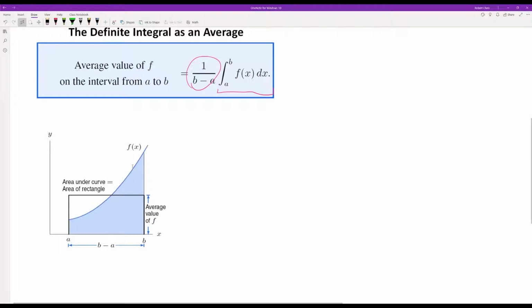Now to visualize what we have here, the blue curve is your f, and the area under the curve from a to b would be the definite integral. So to find the average, it's like looking for the average area of the rectangle here.